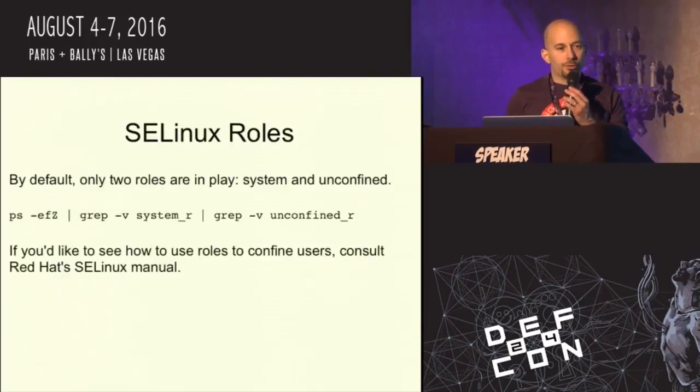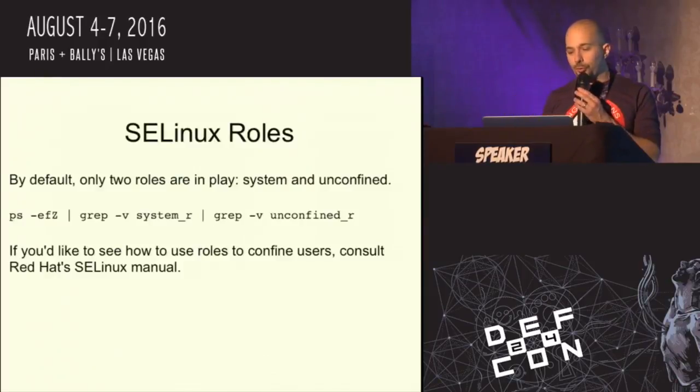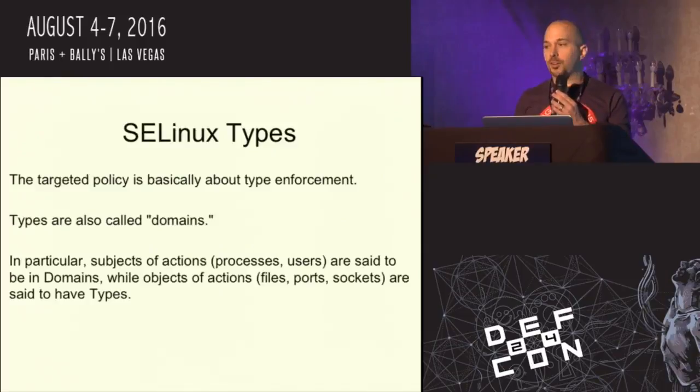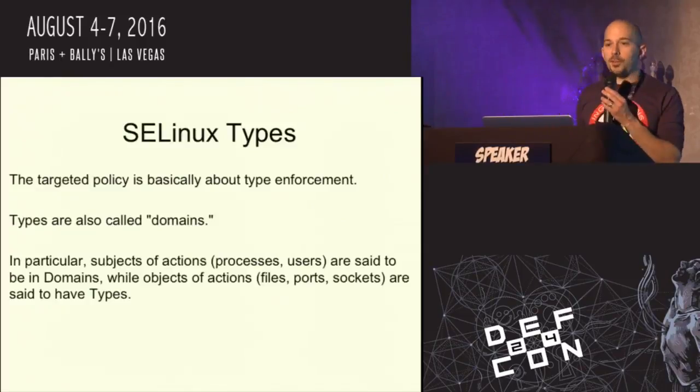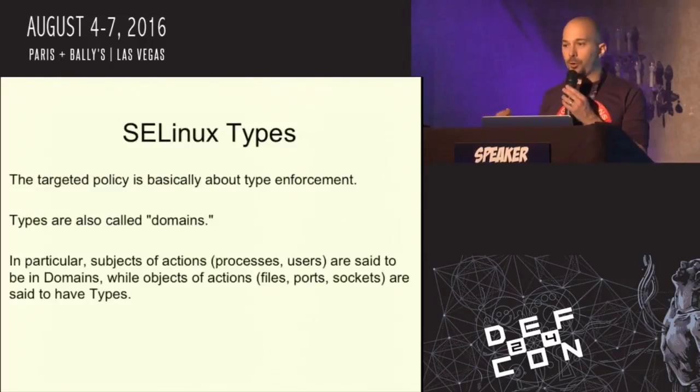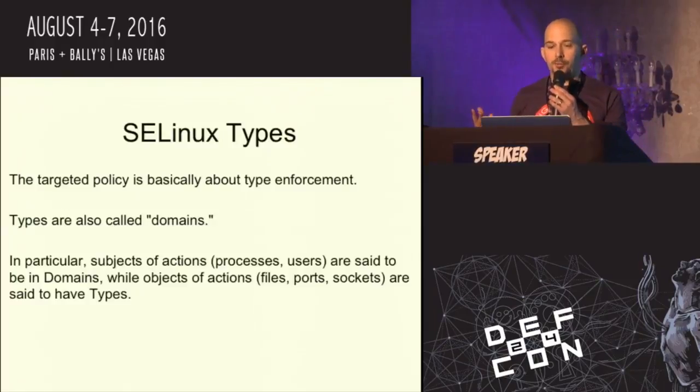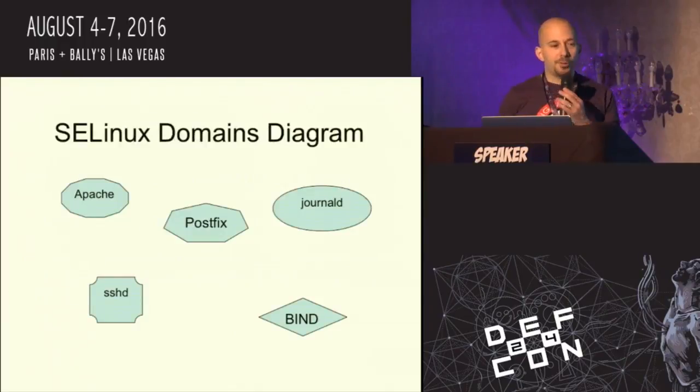There are also roles, and in practice, there are only 2 roles that get used, the system role and the unconfined role. If you want to learn more about roles, look at the documentation. So we're all about types. Types and domains are the same thing. If you hear the word domain, just think of it as a type. If you hear the word type, think of that as a type. If you want to think of it as a domain, that'd be fine too. The whole idea of the domains is to basically say, we'll take all the programs on the system, we'll lock them each in their own little jails, we'll define what that jail is.